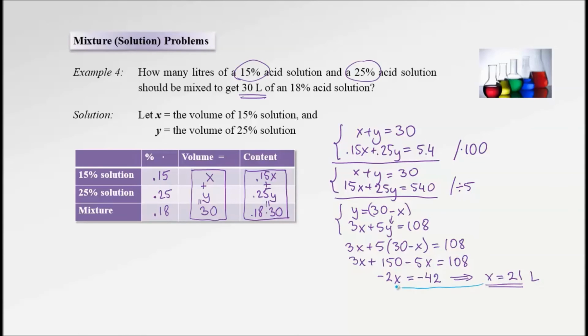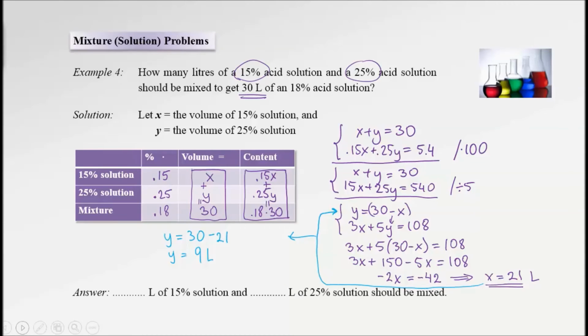And now let's go back to the substitution equation to find out y. Therefore, y is equal to 30 minus 21, which gives us 9 liters. So we need 9 liters of 25% solution and 21 liters of 15% solution. We are ready to give the formal answer. 21 liters of 15% solution and 9 liters of 25% solution should be mixed.